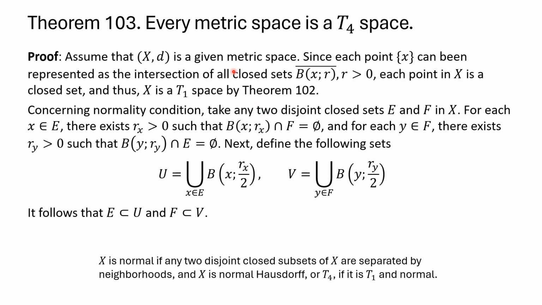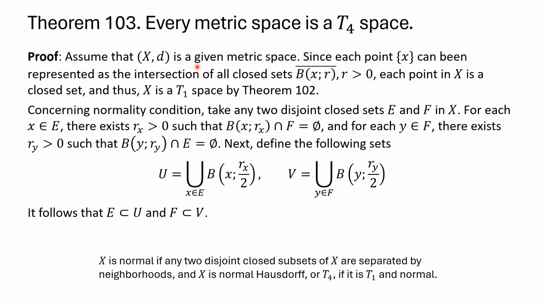Every metric space is a T4 space. And if you recall from the definitions earlier, which I copied down here, T4 implies T1 and normal. And we have theorem 102, which we just proved concerning T1. We'll use that. And then normal means that any two disjoint closed subsets of X are separated by neighborhoods. So we'll prove that second in this paragraph, and then going on to the second slide.